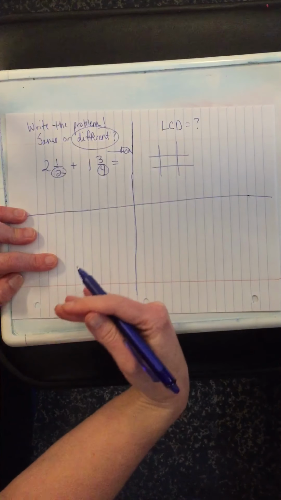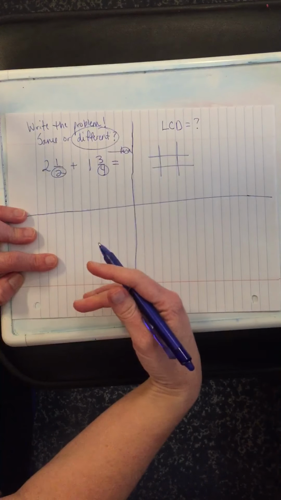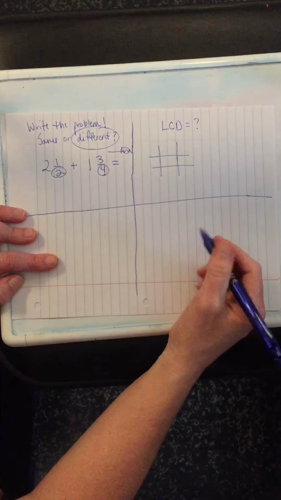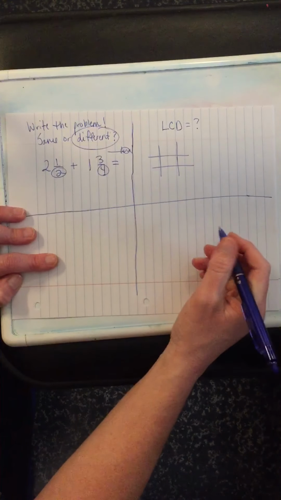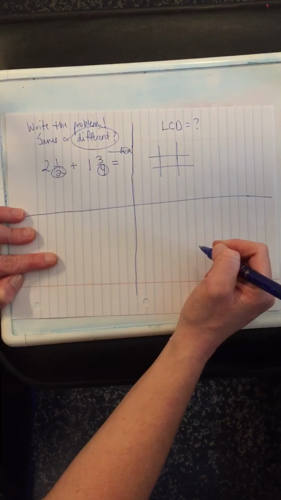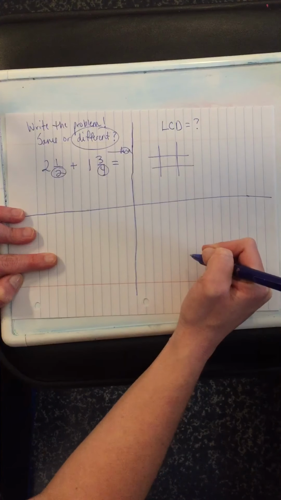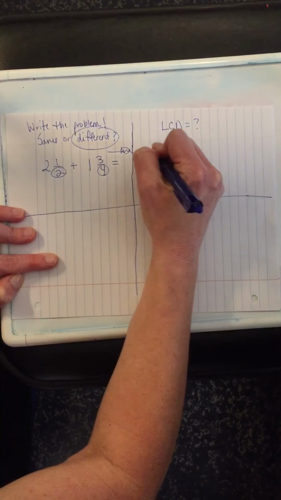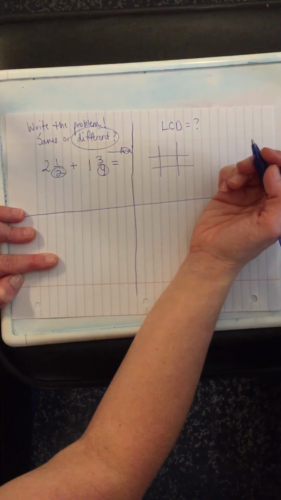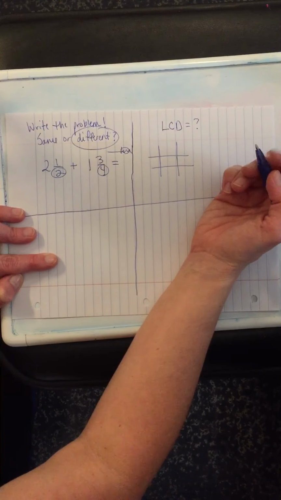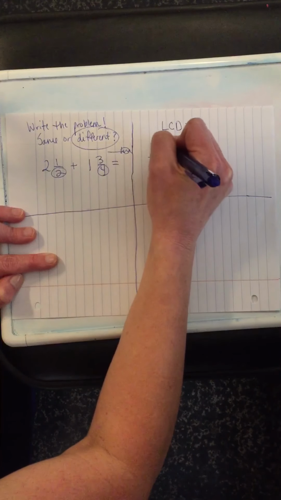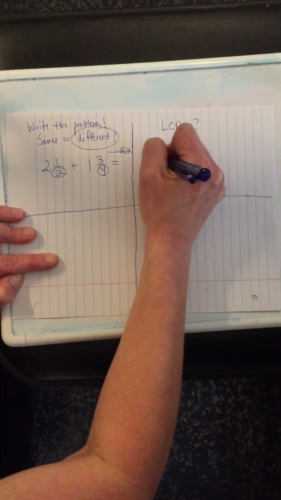Which number do we start with? We always start with the smaller number, okay? The smaller number can sometimes create the bigger number, so it causes us to do less work. So we're going to start by counting by 2. We're going to list the multiples of 2 in this tic-tac-toe board. So 2, 4, 6, 8.